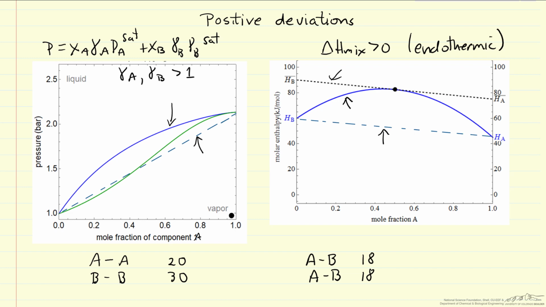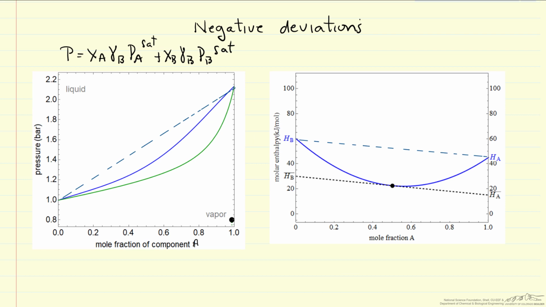Well, let's look at the other extreme of negative deviations. I've again written down the equation for a non-ideal solution. However, for negative deviations, gamma_A and gamma_B are less than 1, and so the bubble pressure line here, which is what this equation gives, is lower than the Raoult's law equation. Correspondingly, the delta H for mixing is less than 0, so it's exothermic.